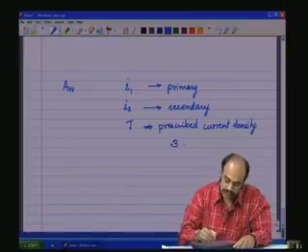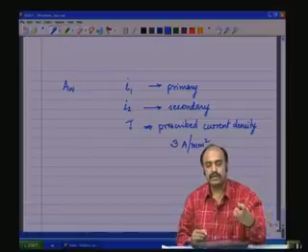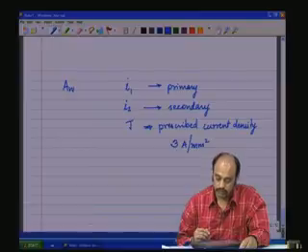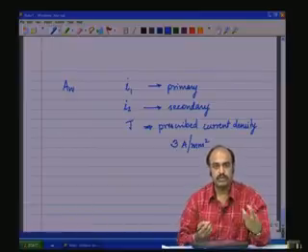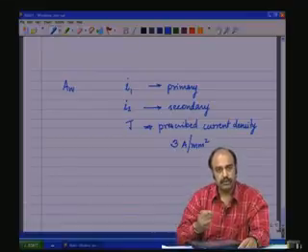Normally, this is around 3 amps per mm square. This is a typical value. It can vary from design to design, power rating to power rating, but 3 amp per mm square is a typical value that one can expect in the copper wires of the transformer.